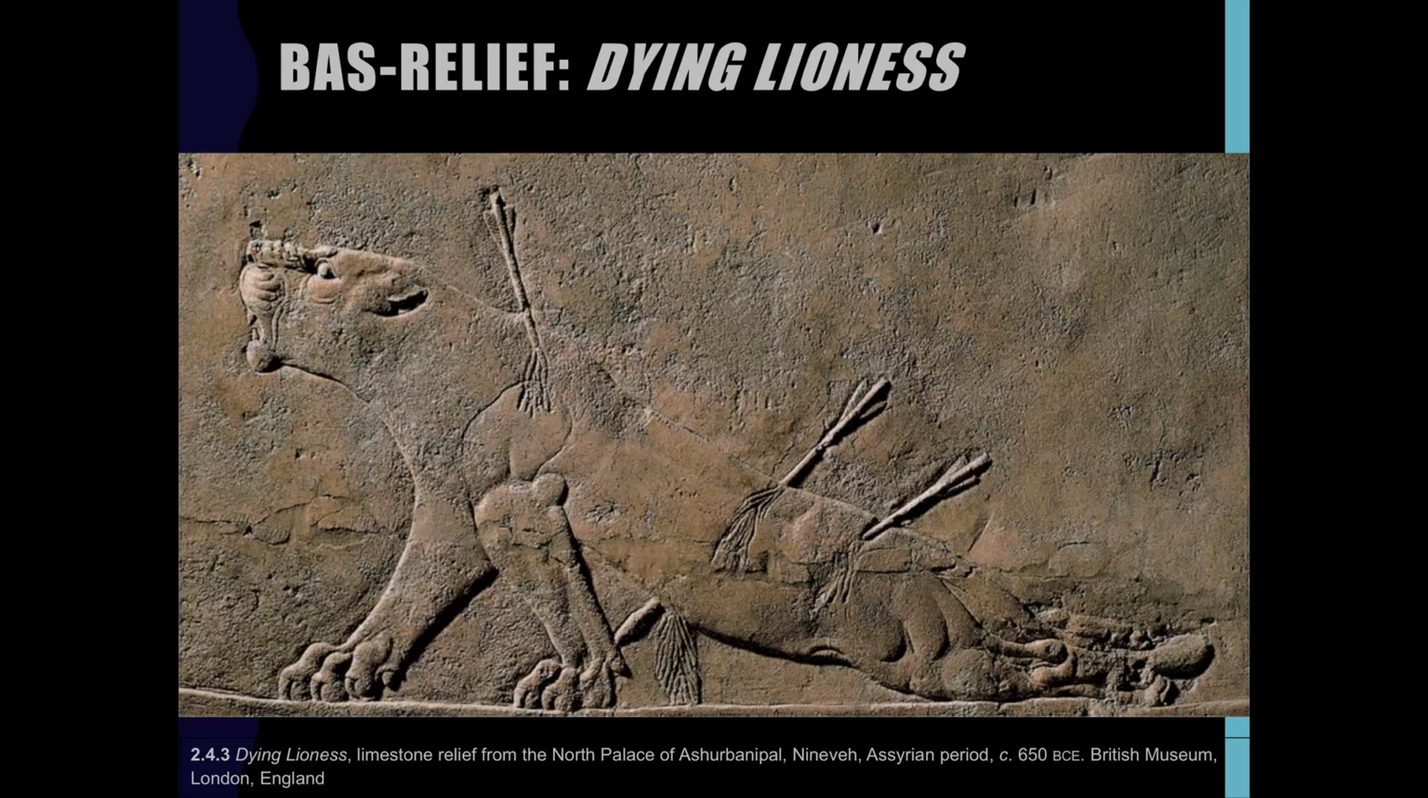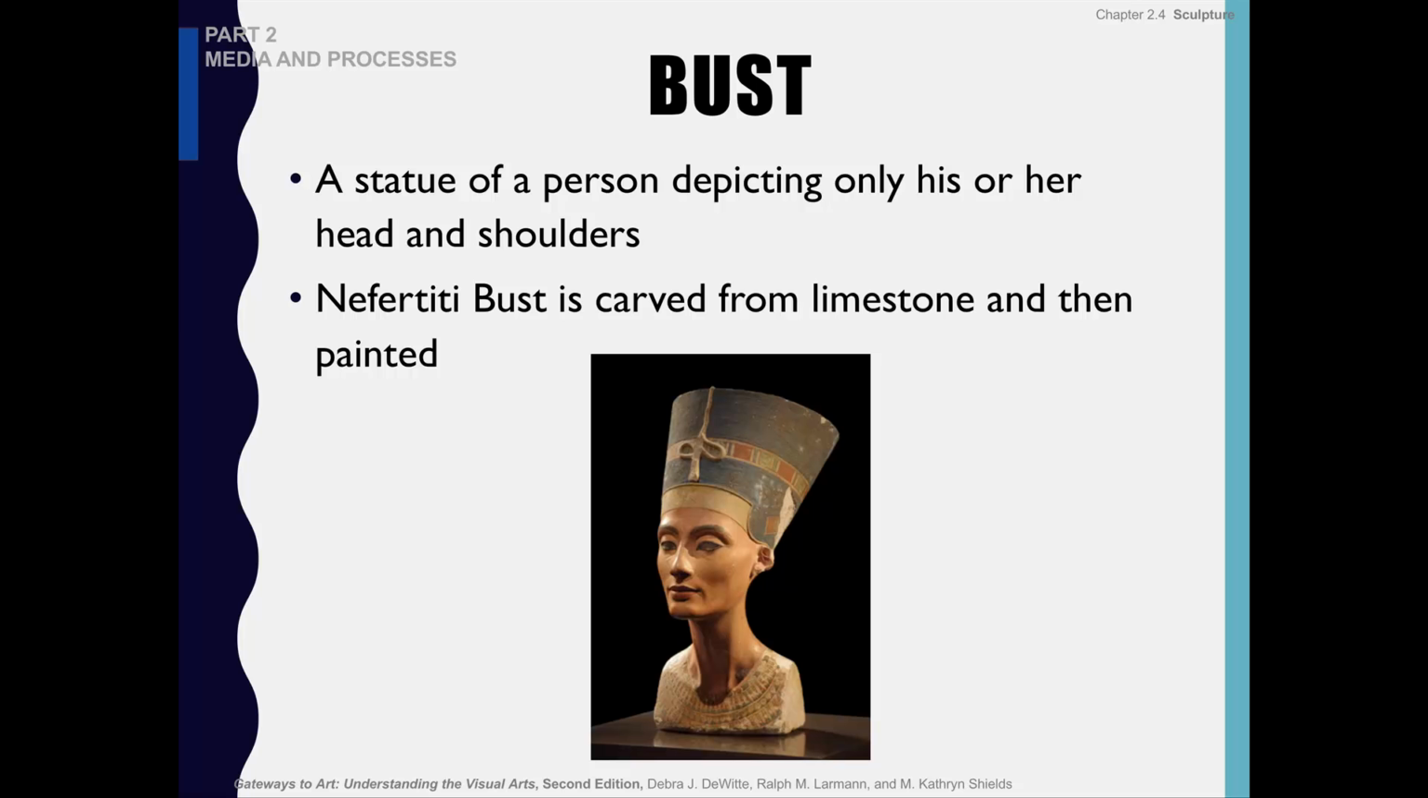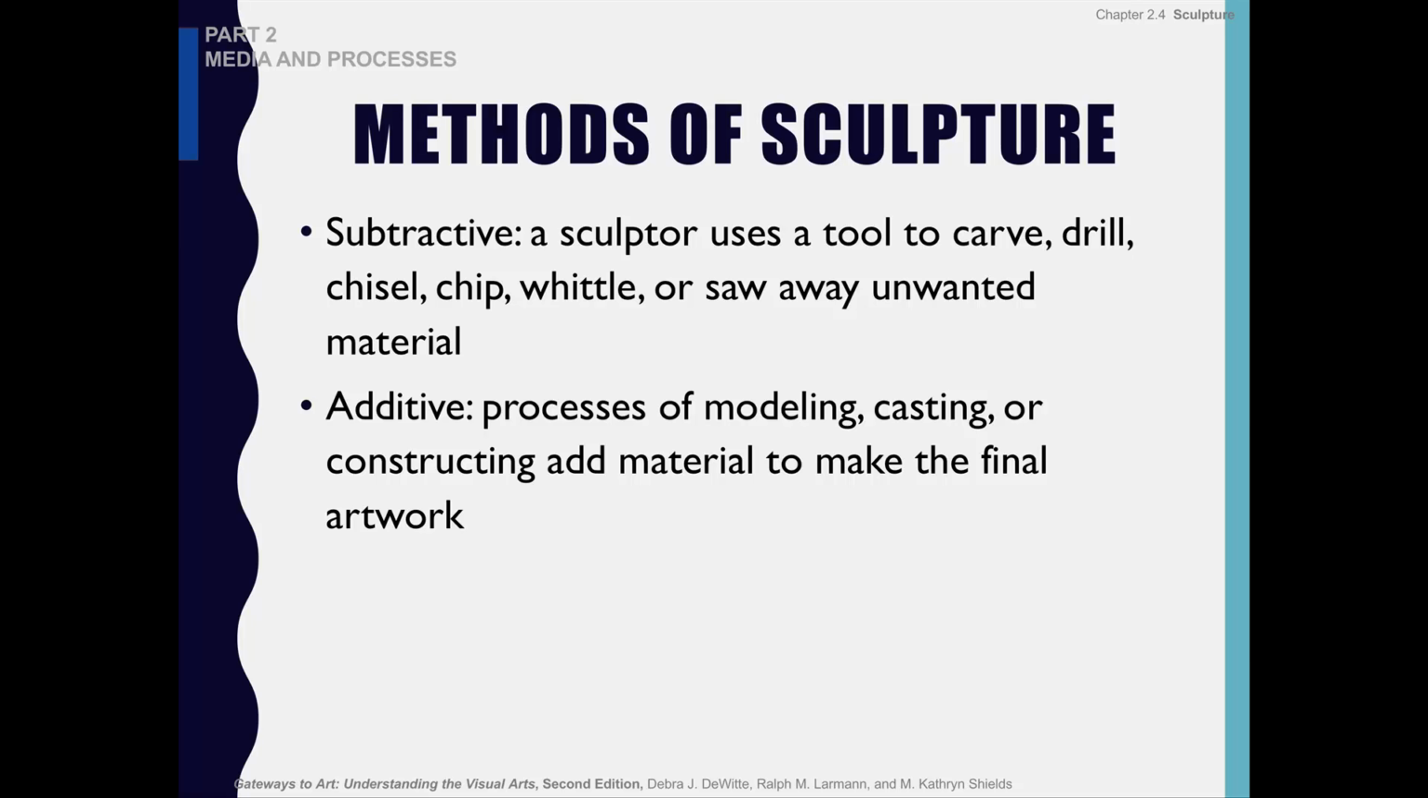So in this case, this is a very low relief, and it's just kind of carved off from the wall. Here is a high relief, and you can tell that it has high relief because of the highlights and the shadows that are created. A bust is basically a portrait from the shoulders up. That's three-dimensional.